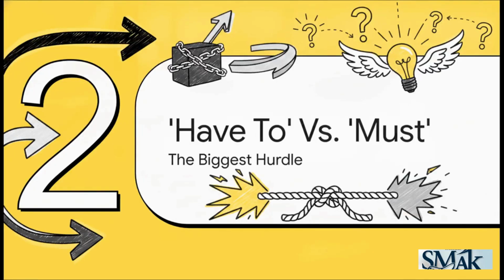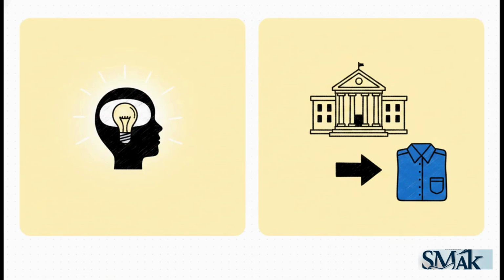Moving right along to section 2, have to versus must. This distinction right here is the absolute key to mastering these words, because this is where a lot of people get stuck. Must usually comes internally from the speaker themselves. It represents advice or a really strong opinion. So if a teacher says, you must study harder, that is their strong personal advice to you.